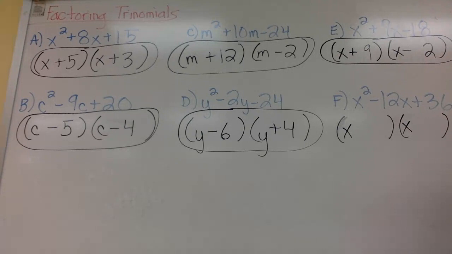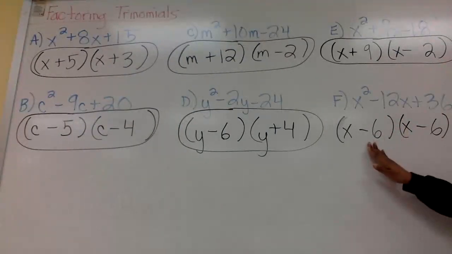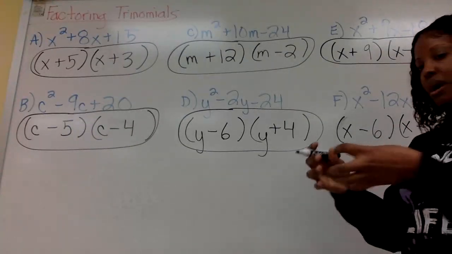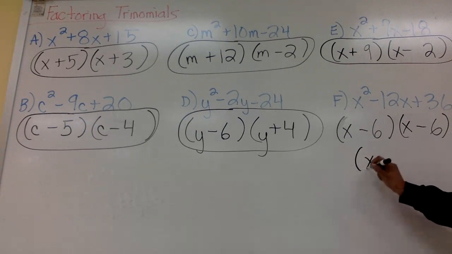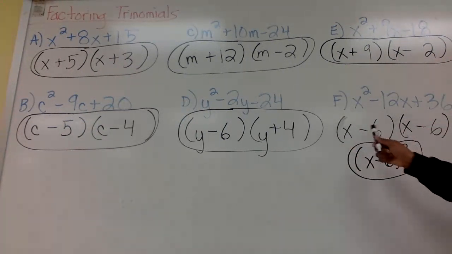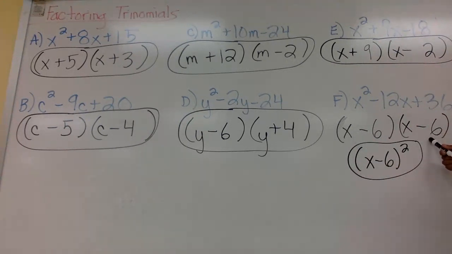We need to think of two numbers that multiply to give me 36, add to give me negative 12. So multiplies to give me positive 36, adds to give us negative 12. So that should be negative 6 and negative 6. Hopefully you see that these are the same two factors, so I can write it once. I can condense it, make it shorter. So this is going to be x minus 6 squared. If you left it as x minus 6 times x minus 6, same difference, but you can go ahead and condense it and put it together as x minus 6 squared.